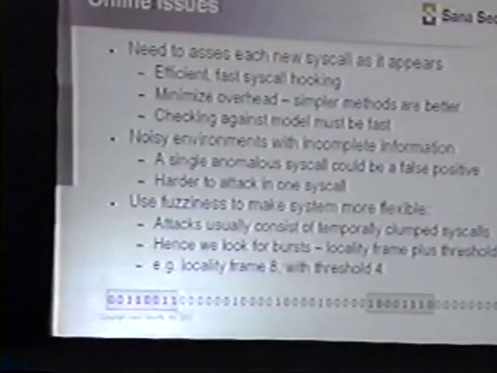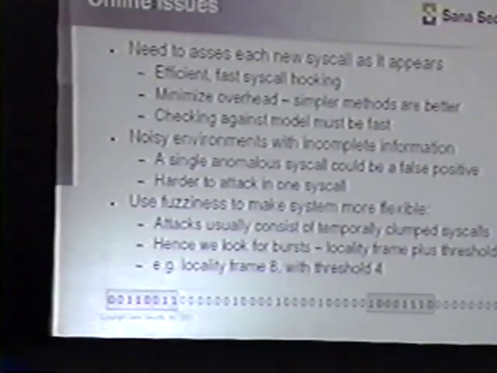One of the important things to consider when you're thinking about this, as I mentioned before, is how does the system function online? It's very important to be able to check each system call as it's made and do something about it, because you want to be able to stop attacks when they happen if you've got some sort of automated response system. That means you have to have a very efficient method of hooking the system calls, and you've got to minimize the overhead. So you've got to have a very effective and computationally low intensity system.